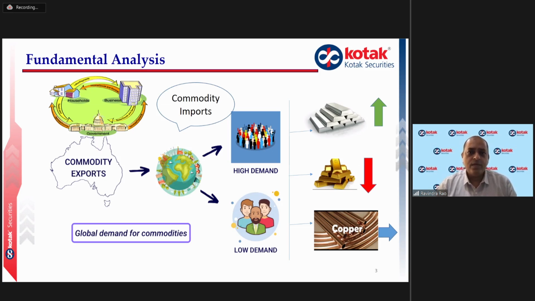So recent being the geopolitical tensions, but otherwise, even the political scenario in any economy, like in the US, matters, because commodities are denominated mainly in US dollars.